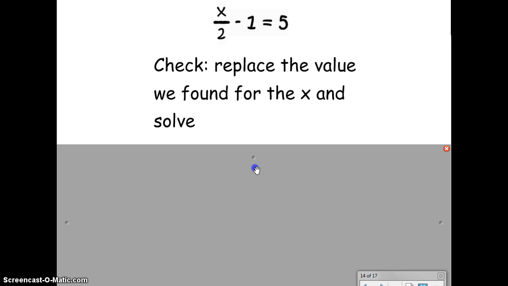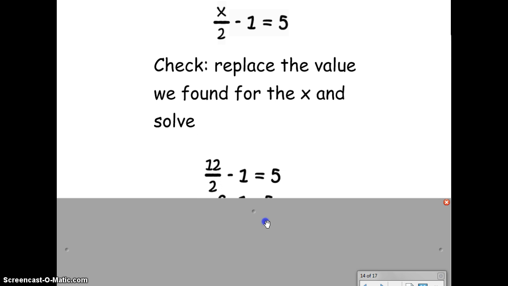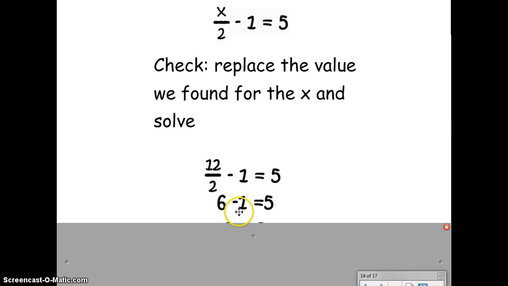As we go check, we replace the x with the number 12. 12 divided by 2 is 6. 6 minus 1 is 5.